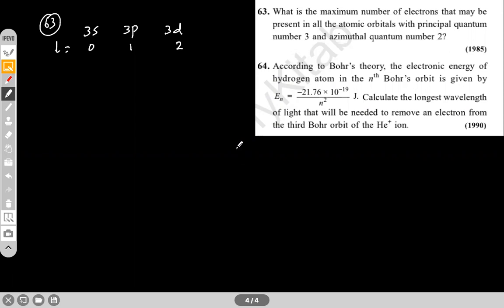And in the 3d subshell, we can have 5 orbitals. Hence the number of electrons would be 5 into 2, that is 10 electrons. That is how you can do this question.